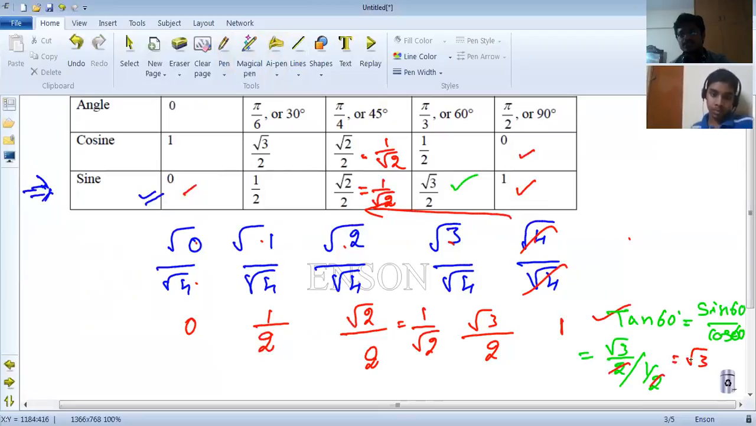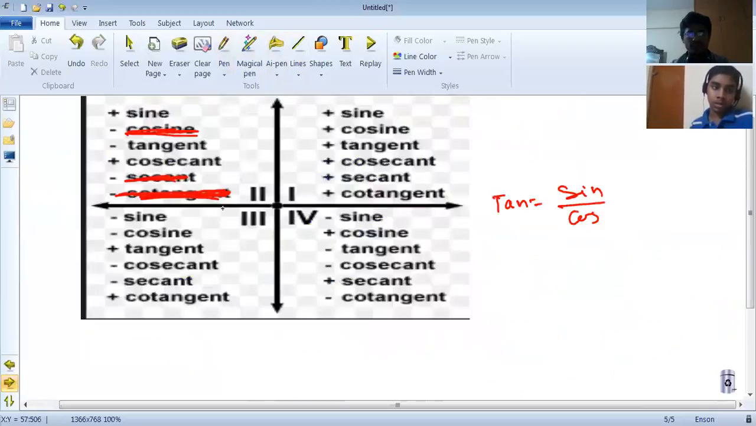So the tan 60 value is root 3. You need to divide sine by cosine. Yes, that is the tangent representation. Now come back to the original concept. Now sine and cosecant will be positive. Remaining all trigonometry values are negative in the second quadrant. Try to remember.